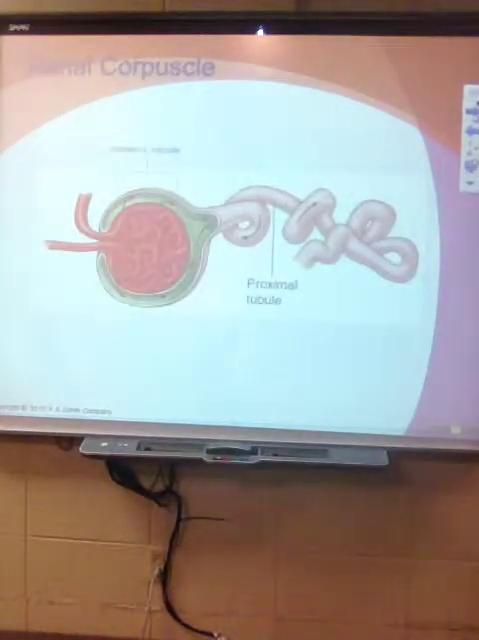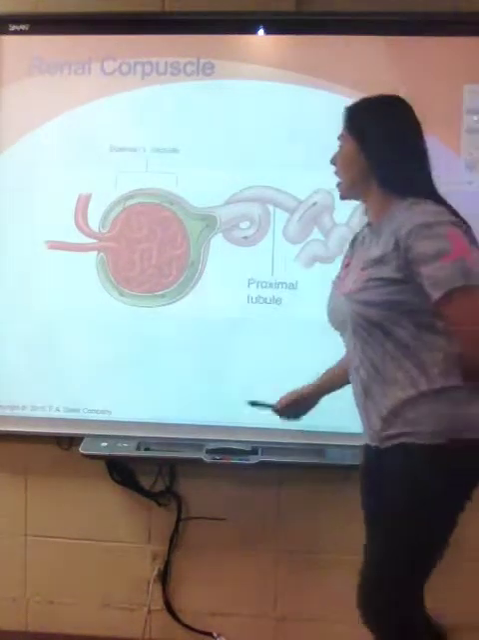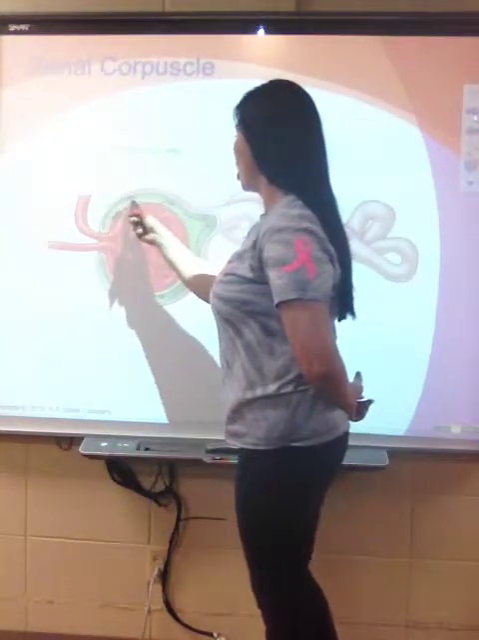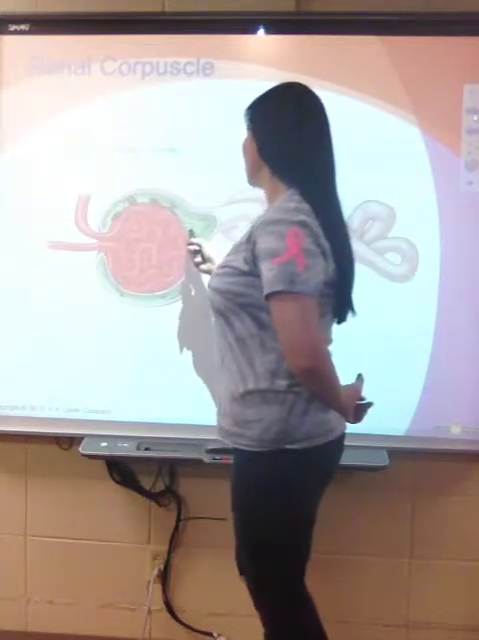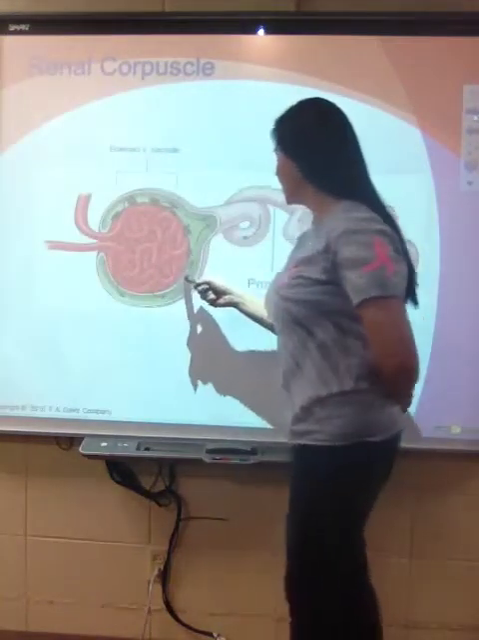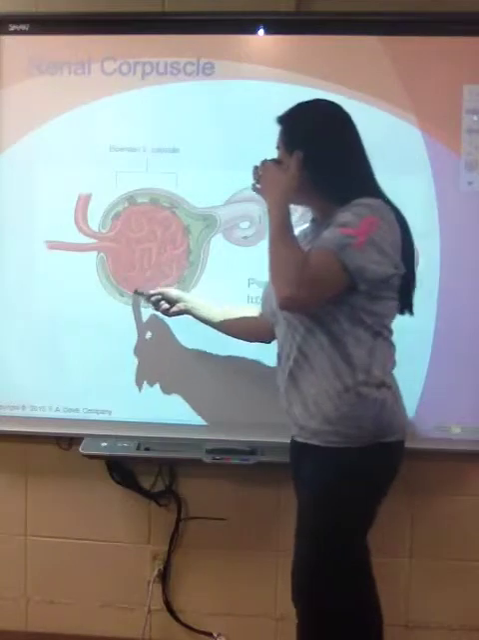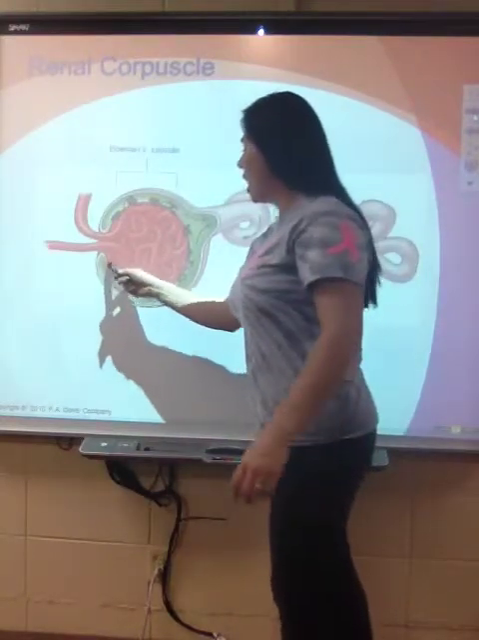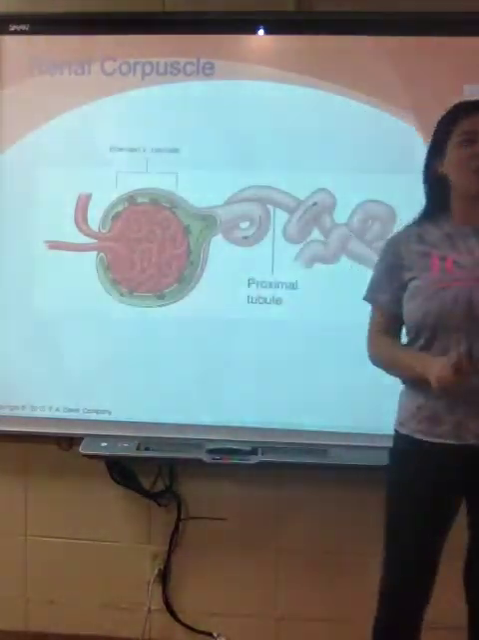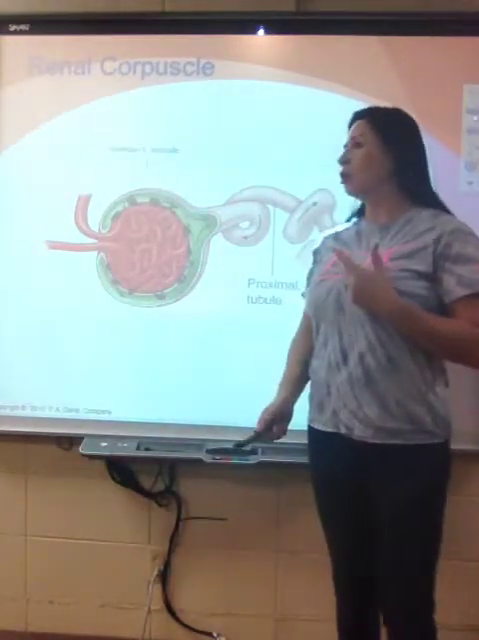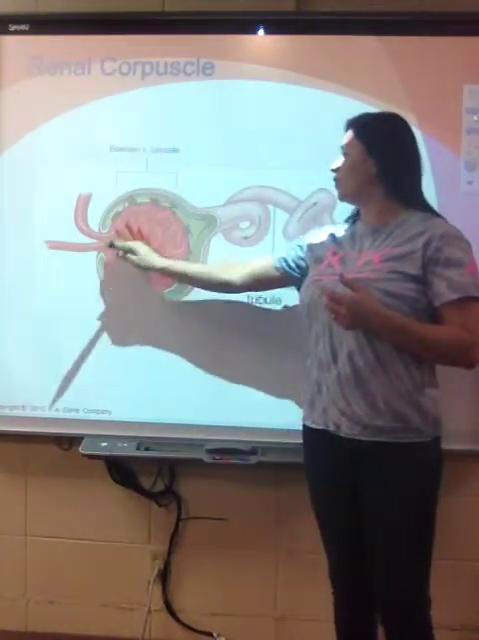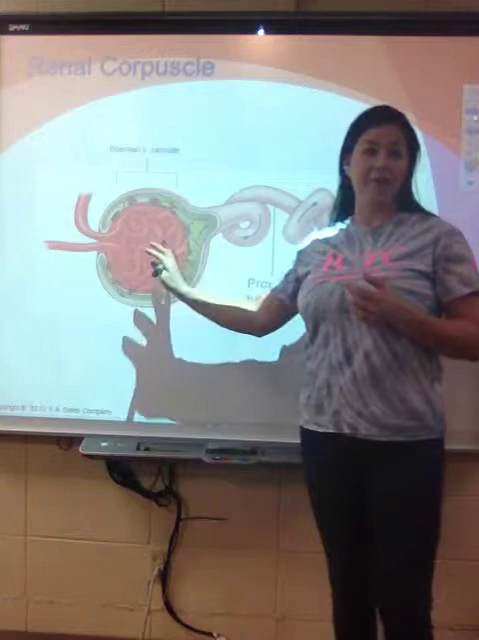It's a mess. Another picture of what the Bowman's capsule looks like. So remember, it's got little holes. There are some important things about these little holes. We do filtrate a lot of stuff. So sodium, calcium, glucose. We filter out a whole bunch of that stuff.